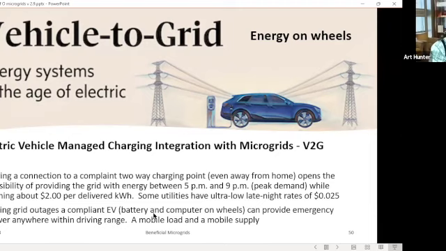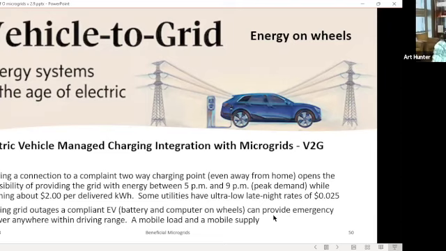And so I often look at an electric vehicle as a battery and a computer on wheels, which, just by the by, you can also use it to transport yourself and other things around, but that's its secondary use.